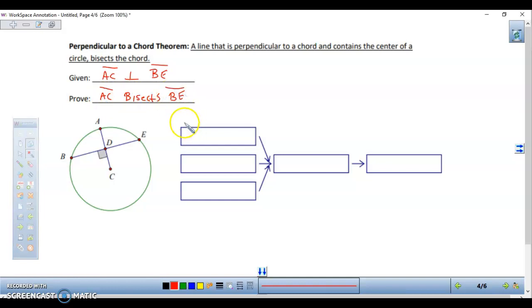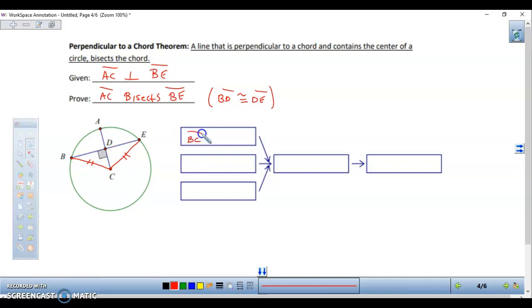So just to oversimplify what that means, I need to show that BD is congruent to DE. And the way I'm going to do this is by simply using triangle congruency. All right, so check this out. I'm going to draw two radii. There's that one, and there's that one. And I know for sure that in a circle, radii are congruent.